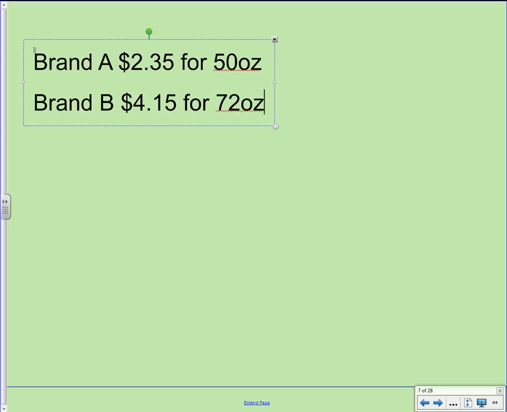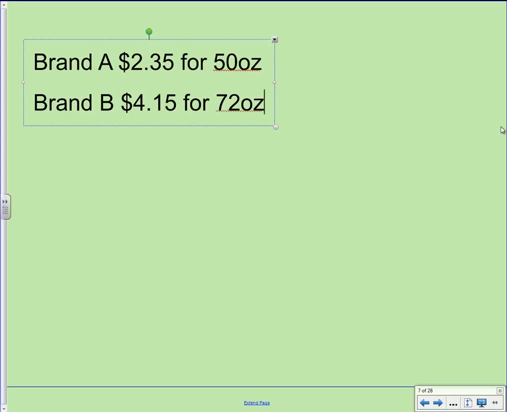So what I'm trying to see is which one is the better unit rate? Which one's the better deal? For those of you that don't want to spend money, the $2.35 sounds better. But it's possible that if you spend $4.15 to get 72 ounces, you're spending less per ounce by buying it in bulk in a bigger size. So we're going to see if this actually works out to be true.